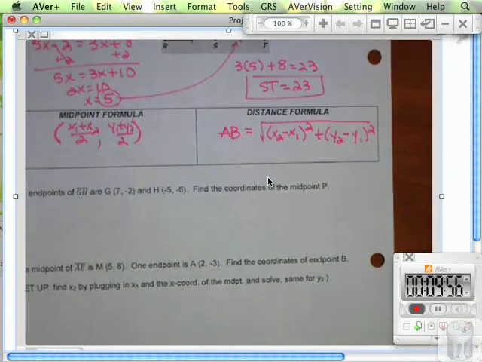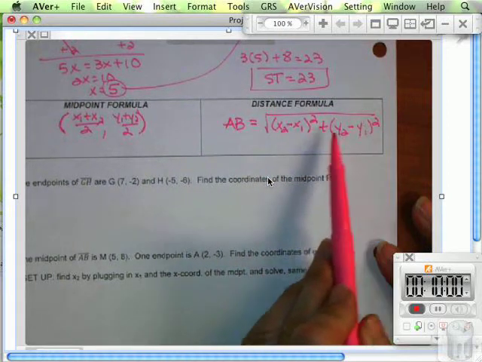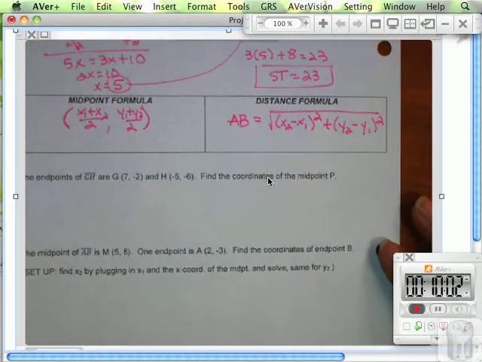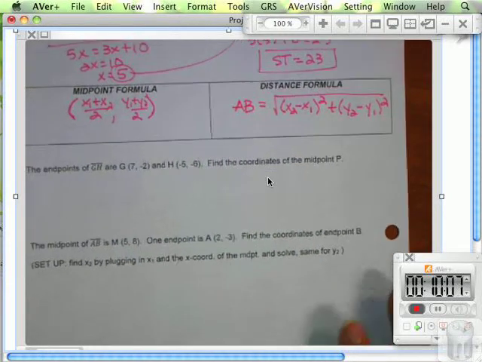So this is subtracting the x's, squaring, subtracting the y's, squaring, adding them together, and then square root it. Have you seen that before? Okay. All right, let's work with these two things.